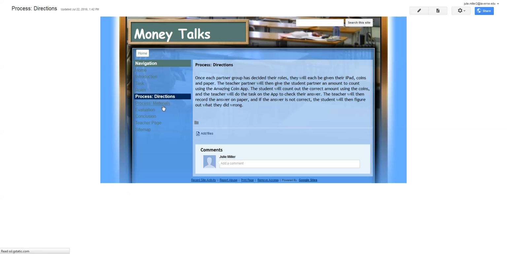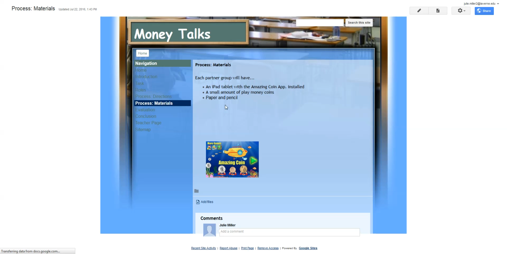Right here we're going to go down to materials. It's going to show you each thing that everybody needs. So each group is going to need an iPad with the Amazing Coin app installed, a small amount of play money coins, and a paper and pencil. And really the paper and pencil, like I said before, is just for them to be able to keep track of what they're getting, each question they're getting right and wrong.